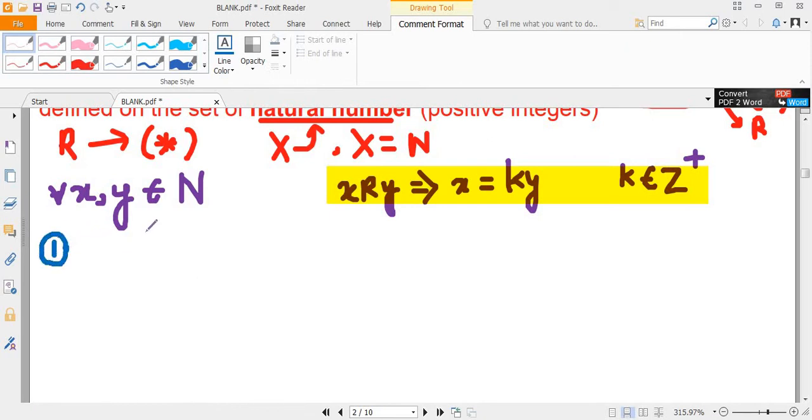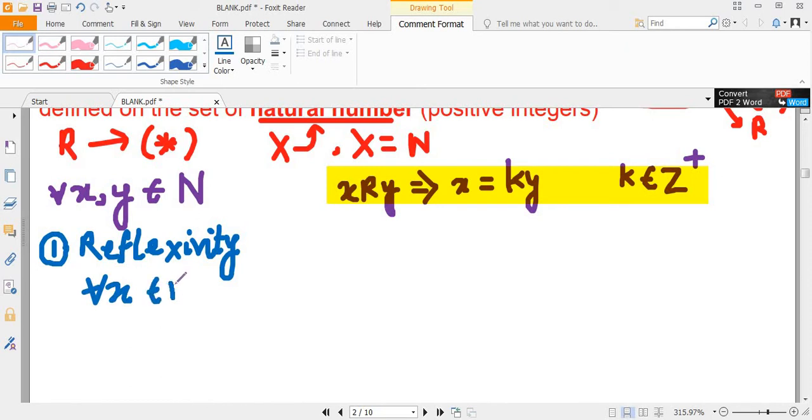Let me take the property of reflexivity. So we will start with reflexivity. Now what was reflexivity all about? Reflexivity was the property which related an element of the set to itself. So if I take any element x belonging to the set of natural numbers, can I say x is related to x itself?